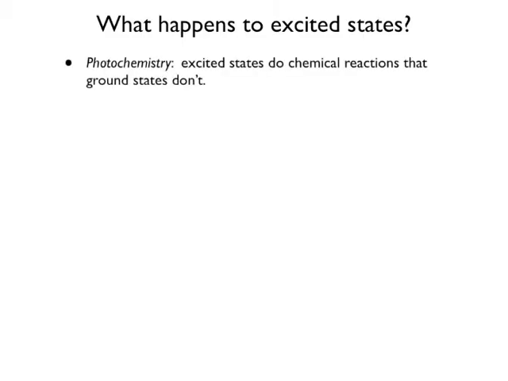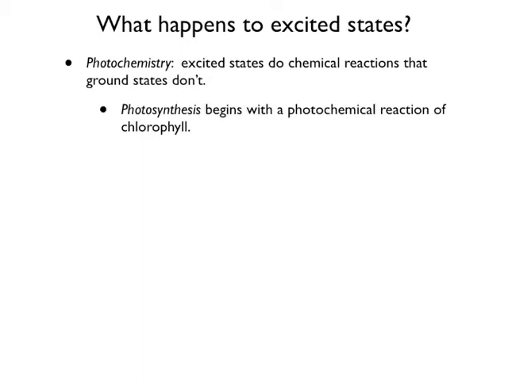That means it's absorbing red light from the sun and making excited states. What's it doing with those excited states? It's not emitting light. It's not getting hot. What is it doing? It's doing photosynthesis, which is an example of photochemistry, when excited states do chemical reactions that ground states don't have enough energy to do.